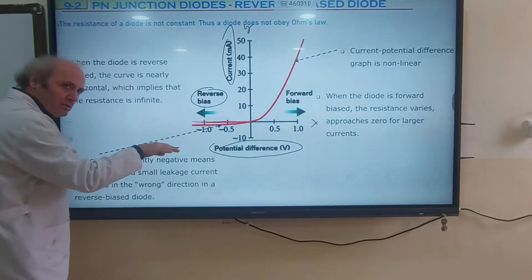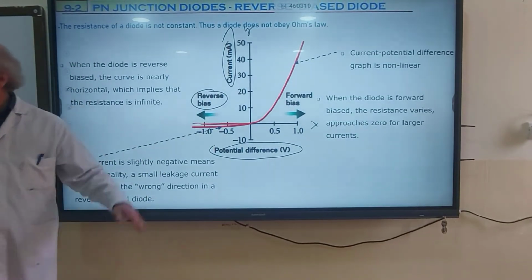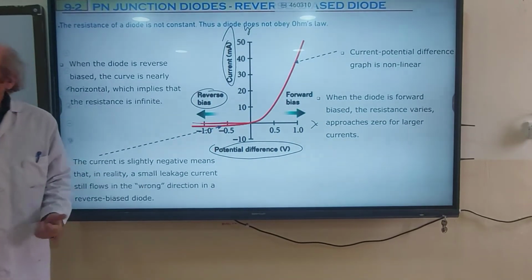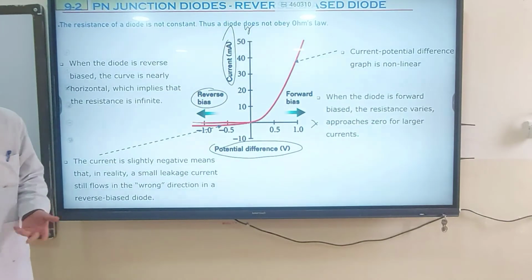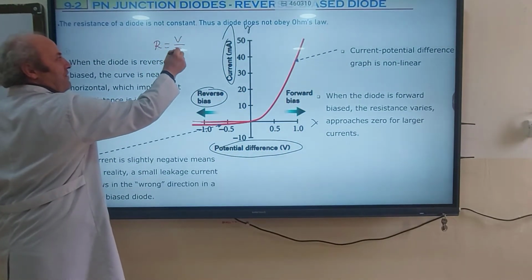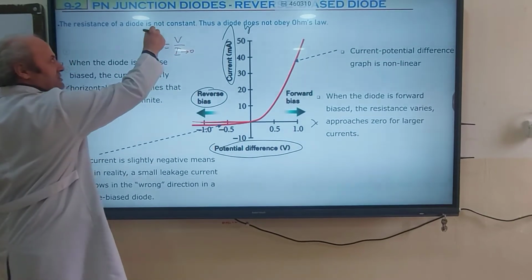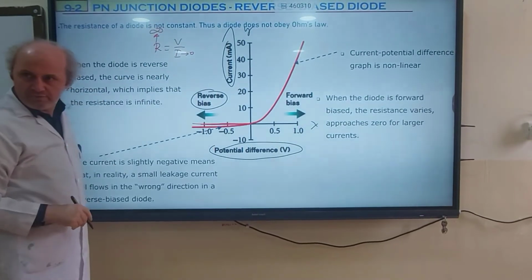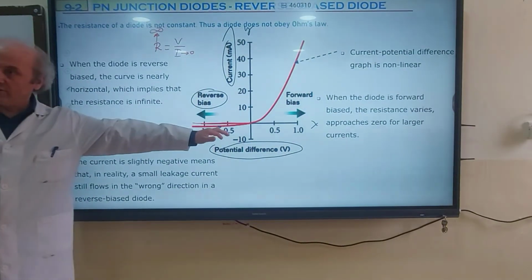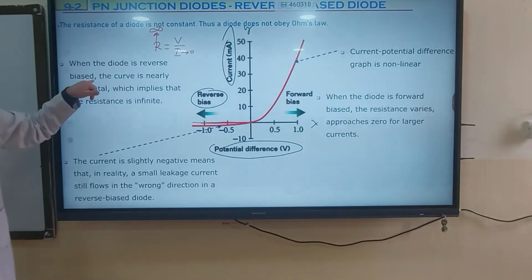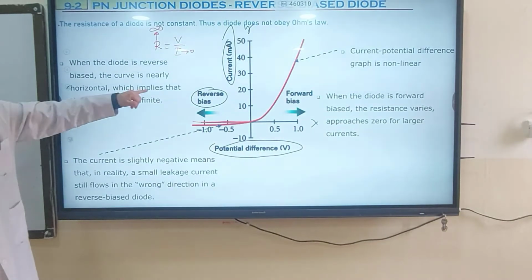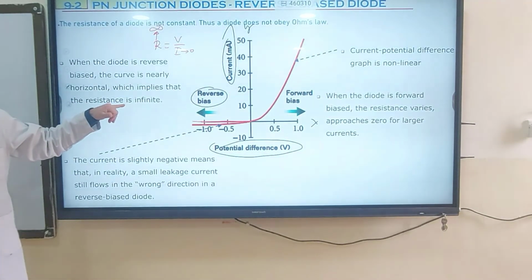But check it. It's not zero. A little negative, huh? A little negative. When electric current is zero, what does resistance mean? You know the equation of resistance: V over I. If I goes to zero, resistance goes to infinity. Your resistance is too high when electric current goes to zero. So when the diode is reverse biased, the curve is near the horizontal, which means electric current is zero, which implies that resistance is infinite.